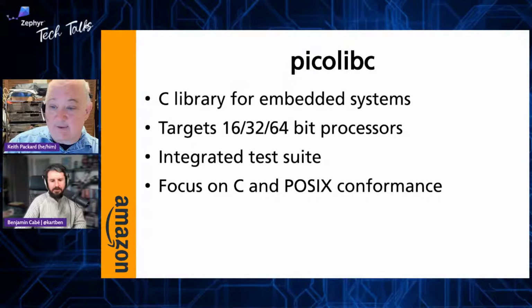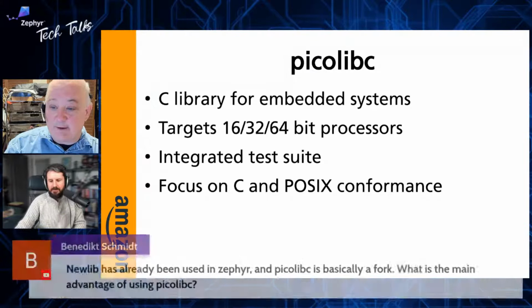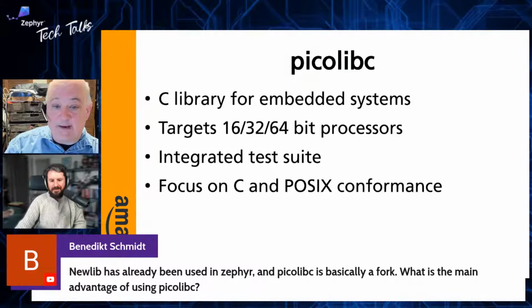Benedict Schmidt asks a question: newlib has already been used in Zephyr, and Picolibc is basically a fork. What's the main advantage of using Picolibc? It is code size and standards conformance. So Picolibc replaces the most expensive parts of newlib, the standard IO library, with a standard IO library that's targeting embedded systems. So it does not use malloc for printf.